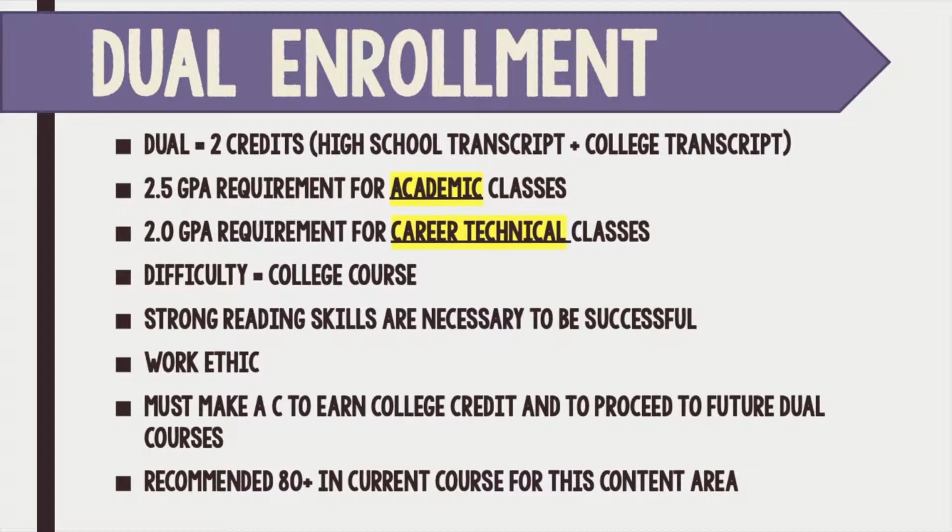Colleges will not accept a D as earned credit in the course. It is recommended that you have an 80 or higher in your current course for that subject area, and that is a strong, strong recommendation for you to have that in that area.